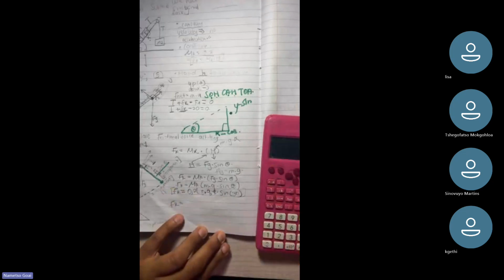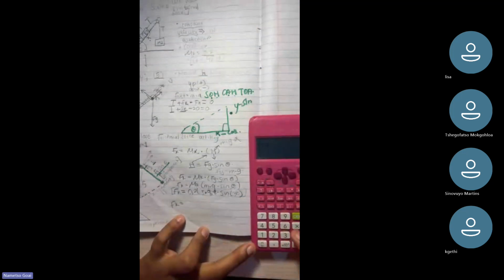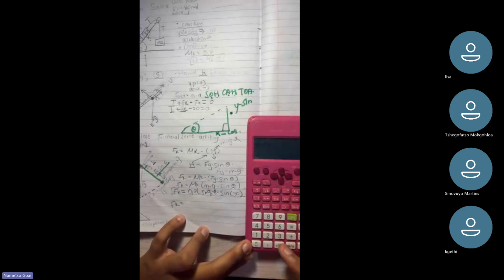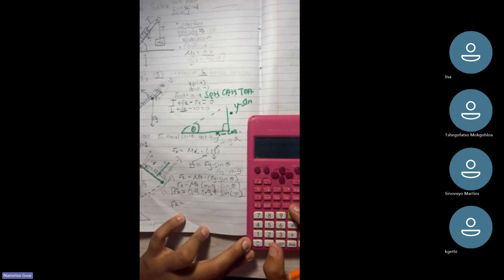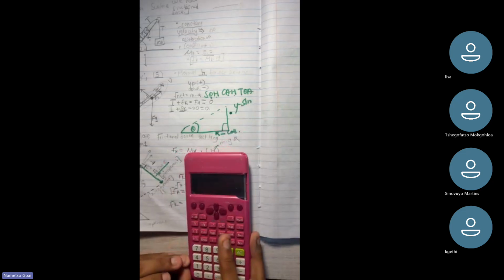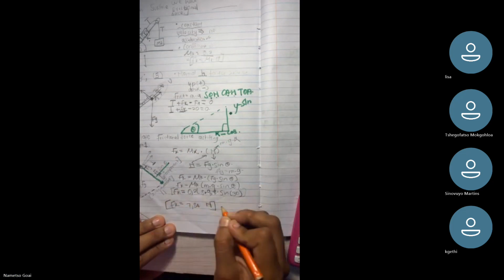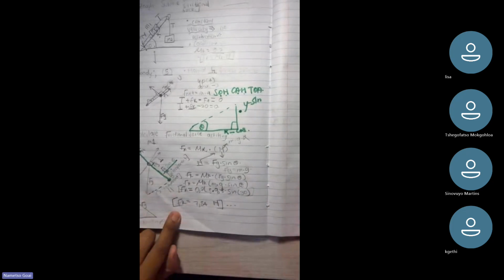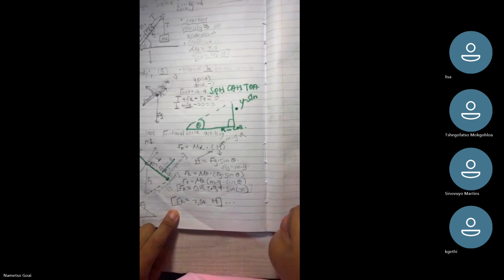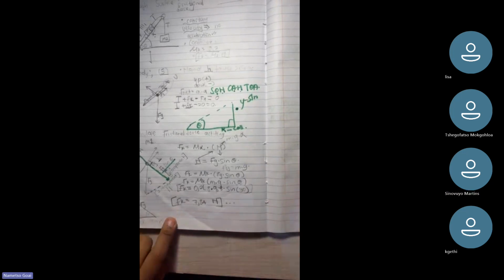You will have 0.2 times 8 times 9.8 times sine of 30, which will be 7.84. 7.84 Newton. Do you guys get this? Sinovuyo, do you understand this? Yes, ma'am. Okay.